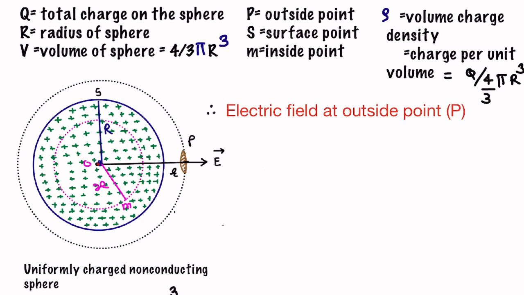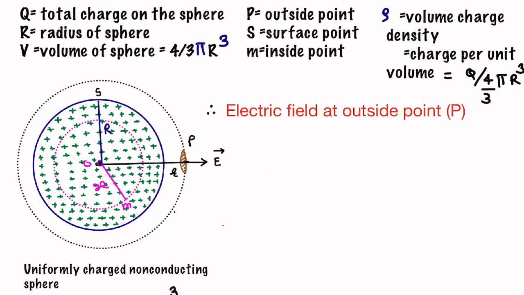The material of the cricket ball acts as a positive charge. Q is the total charge on the sphere, R is the radius of the sphere, and V is the volume of the sphere. We have three points: P is the outside point, S is the surface point, and M is the inside point. At these three points we have to calculate the electric field intensity.